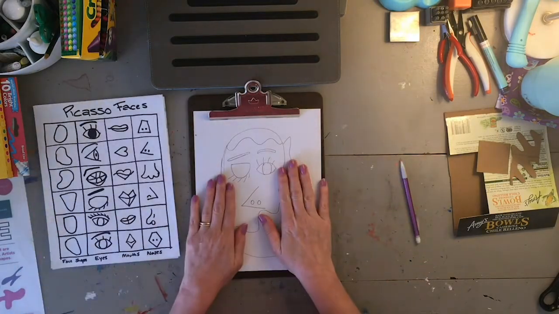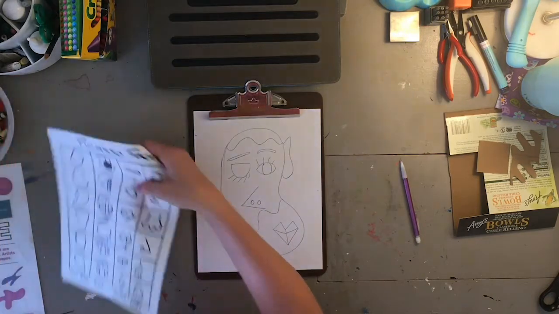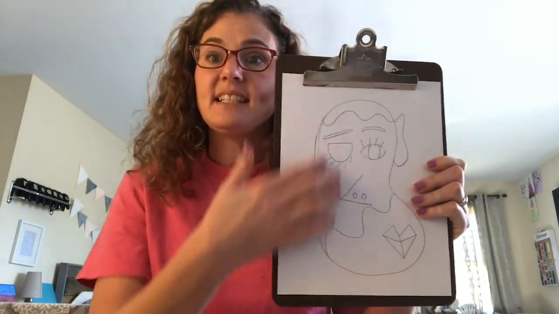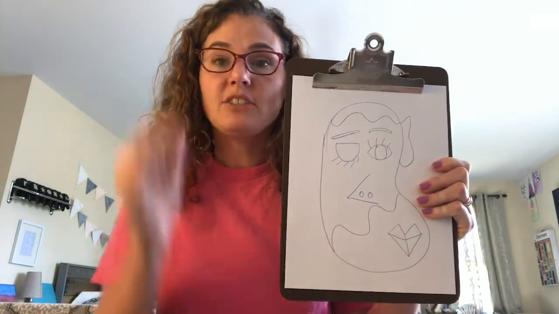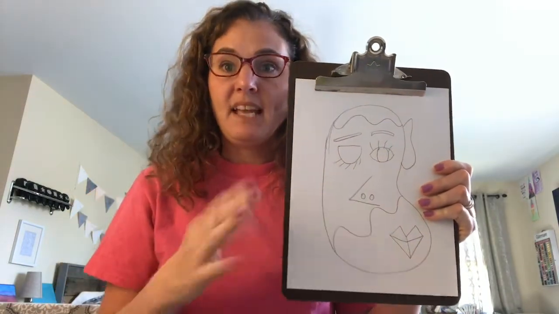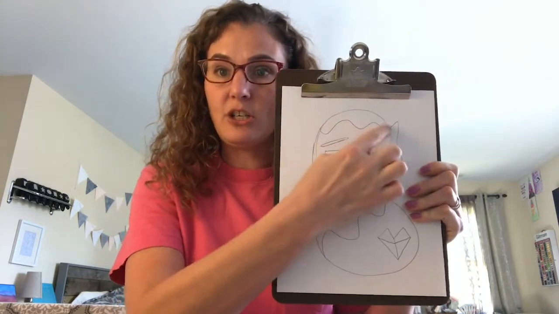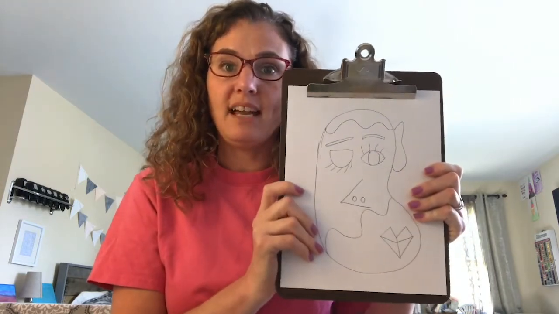Okay. Now is the time. I'm going to hold it up so you can see it. So here is my Picasso Cubist portrait. If you want to put hair on it, you can. I just kind of use that curvy line as an implied piece of hair.